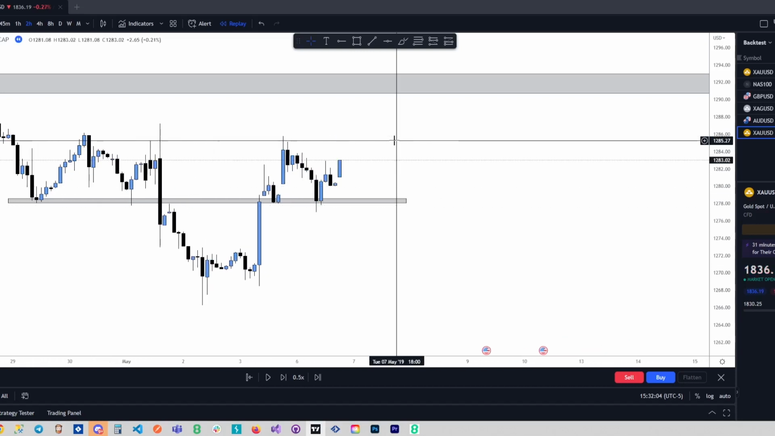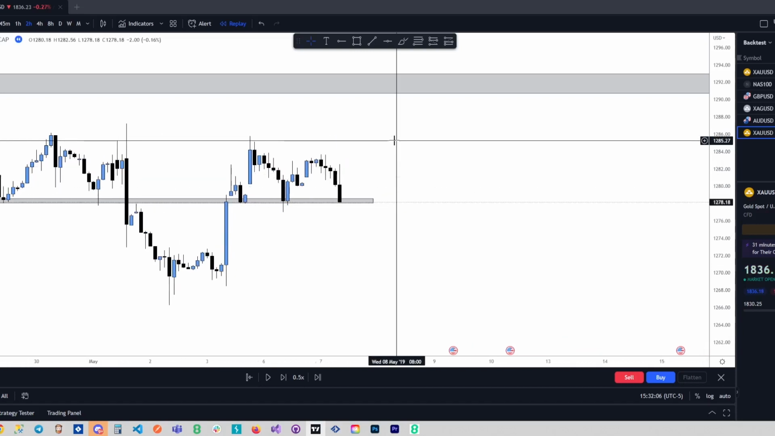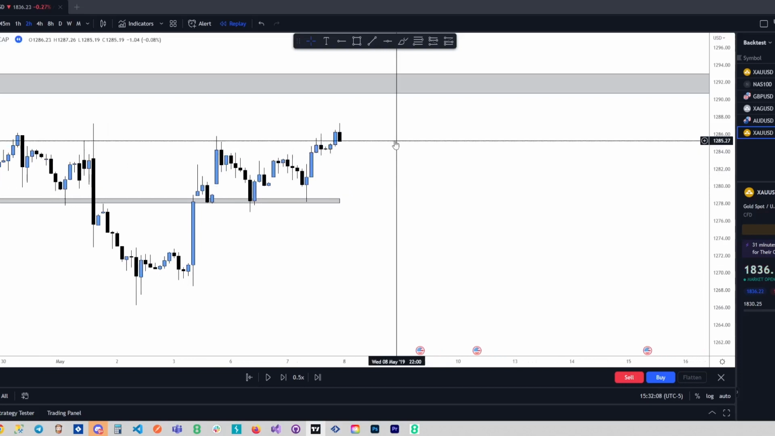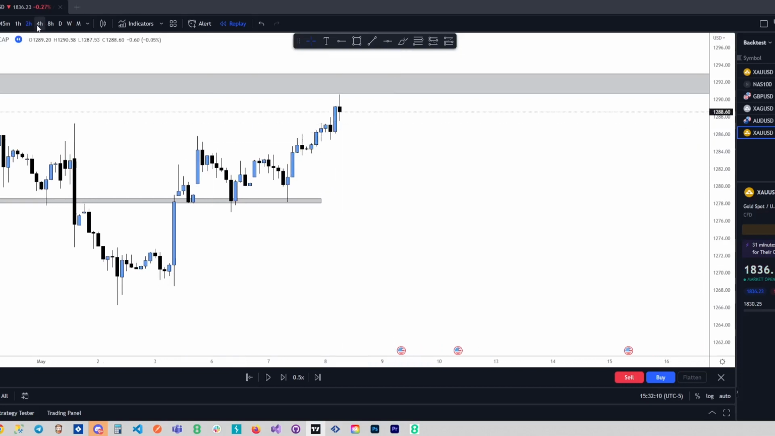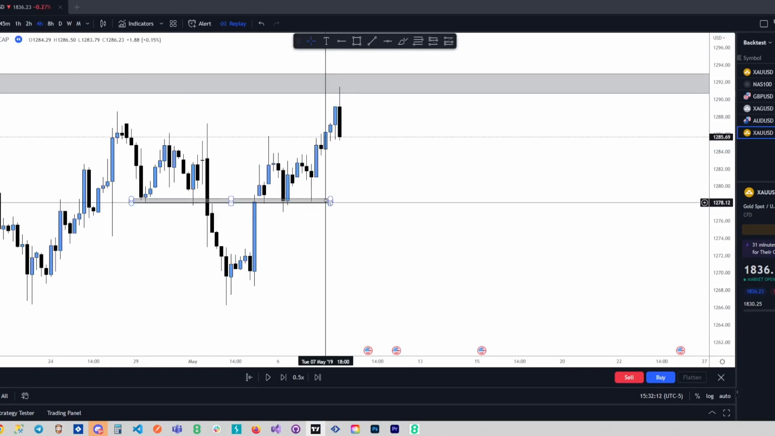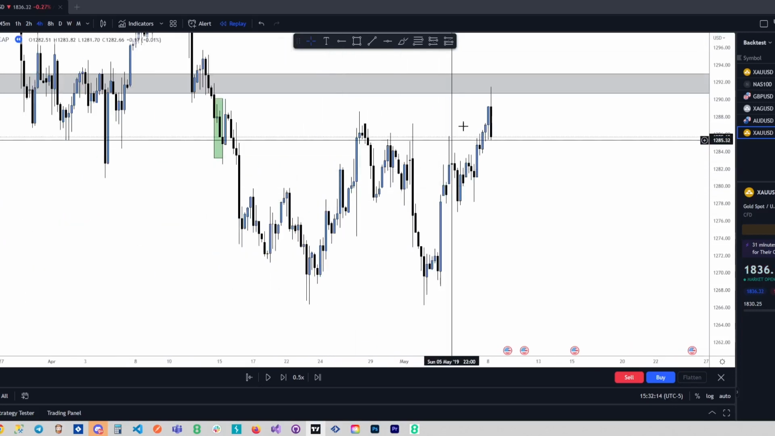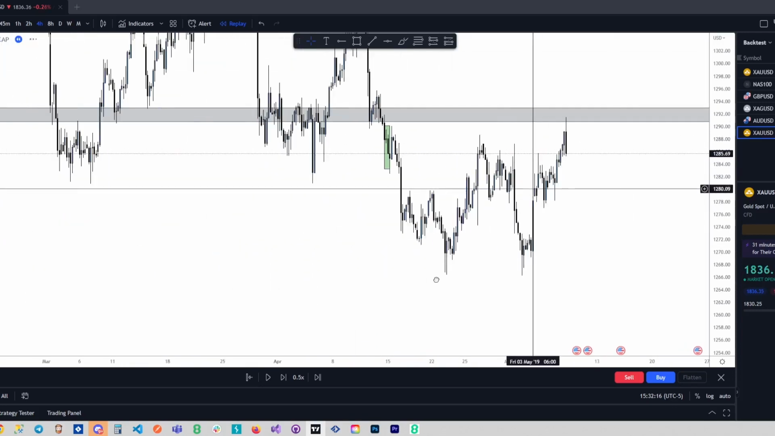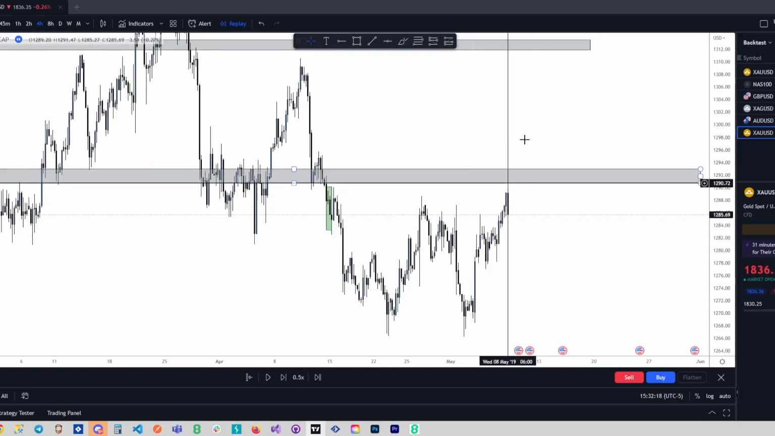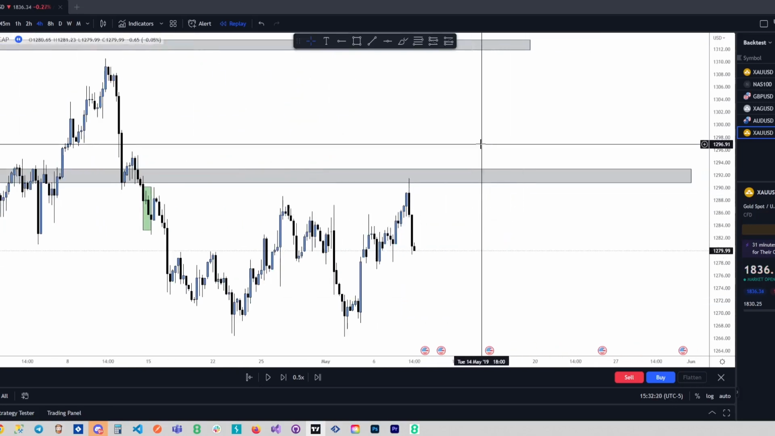Did we break above? Let's see. Make sure you have a clean break. All right, we got a clean break above. Now this zone is no longer of interest. We're back to this area of resistance up here. Let's see if we can get a shift of structure over here.